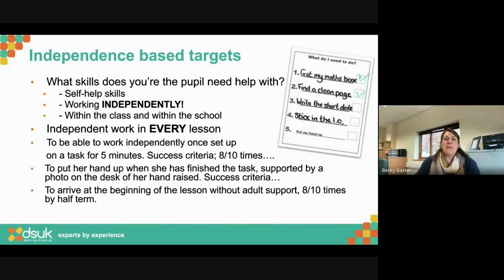So to be able to work independently once set up on a task for 5 minutes. So that might be continuing the task, or a new task for this lesson, this is what we're doing in maths. Maths is a good example. So we do these four takeaway questions. Brilliant. You remember how we do takeaway? Hopefully we had a look at our visual from last time we did takeaway. I'm now going to leave you to do the next 5 on your own.